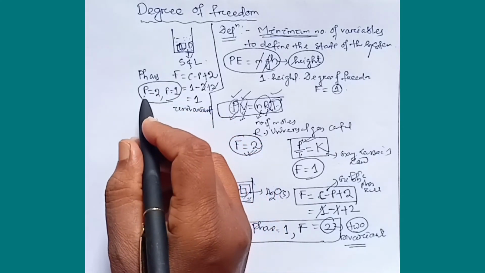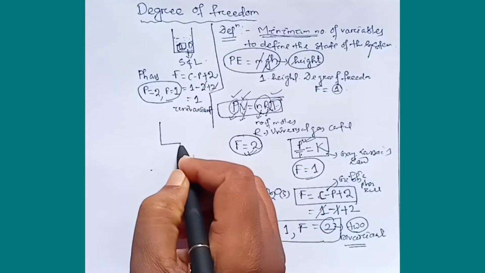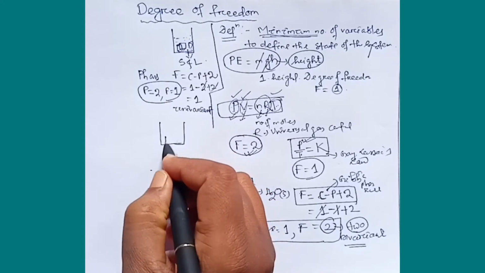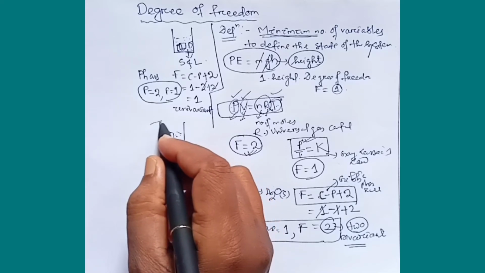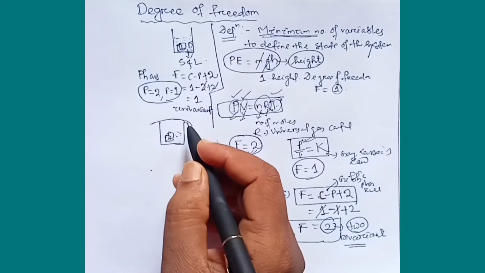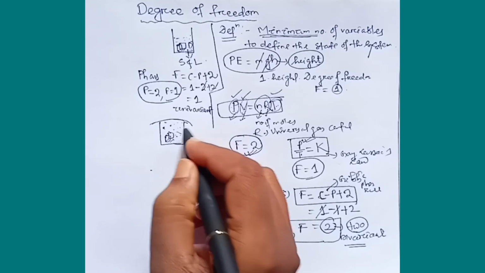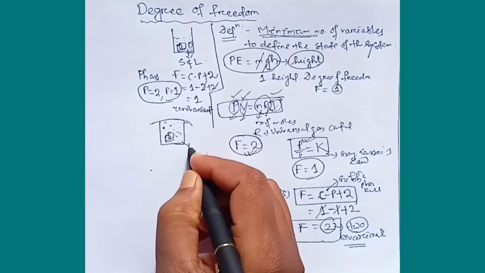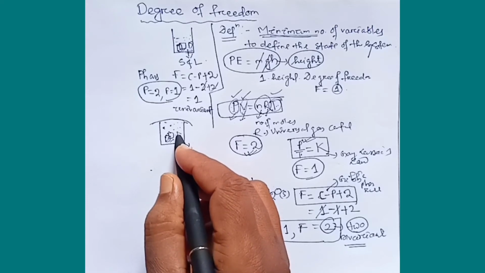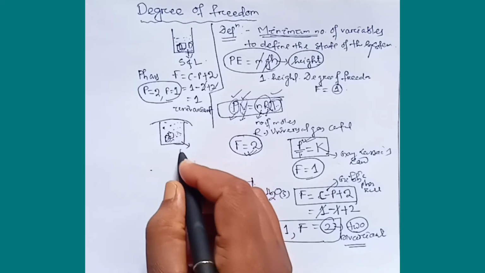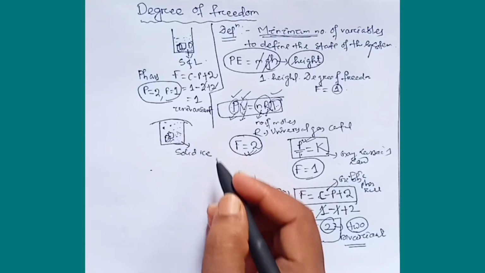That means phase becomes 2, so degree of freedom becomes 1. Let's take another example. Here inside the beaker some ice pieces are kept, some water is present, and I kept a cap over the beaker and some water vapors are present. So inside the beaker three phases are present: solid ice, liquid water and water vapor.